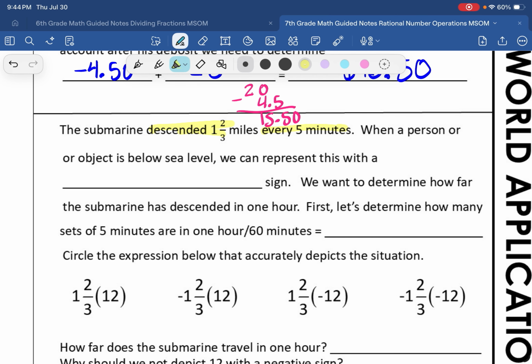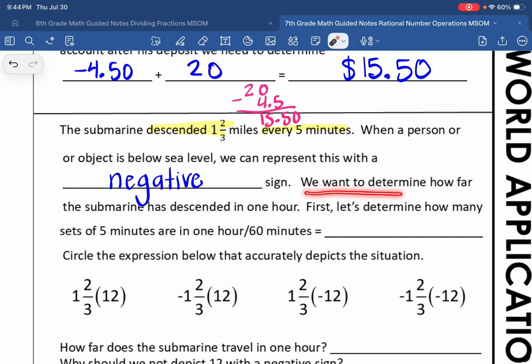When a person or object is below sea level, we can represent this with a negative sign. We want to determine how far the submarine has descended in 1 hour. First, let's determine how many sets of 5 minutes are in 1 hour or 60 minutes. That is because in the question it's giving me minutes, and then it's also asking me in hours. So I need to convert those.